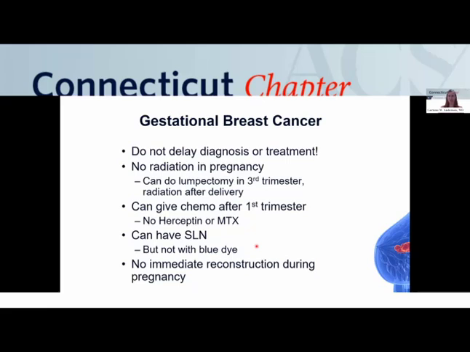We always think about radiation with pregnancy, so you could do a lumpectomy in the 3rd trimester and radiate after delivery, but not in the 1st or 2nd. We don't give chemo in the 1st trimester, but in general, it's safe in the 2nd and 3rd. We don't give Herceptin or methotrexate during pregnancy. These patients can have sentinel lymph node biopsy, but not with a vital blue dye, because that will cross the placental membrane.